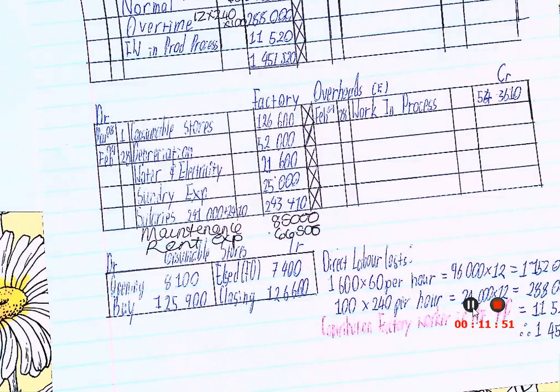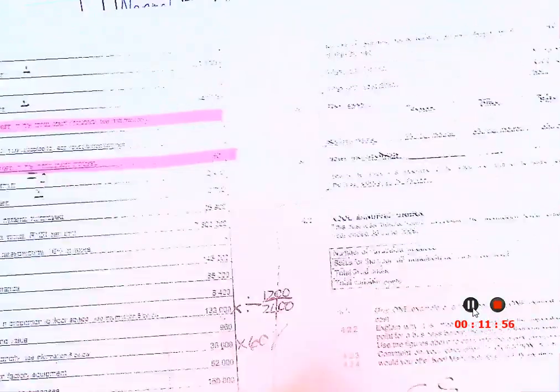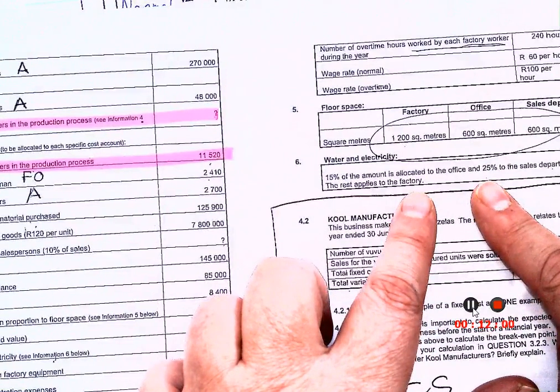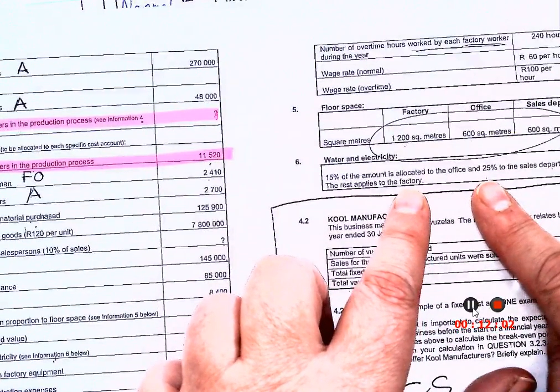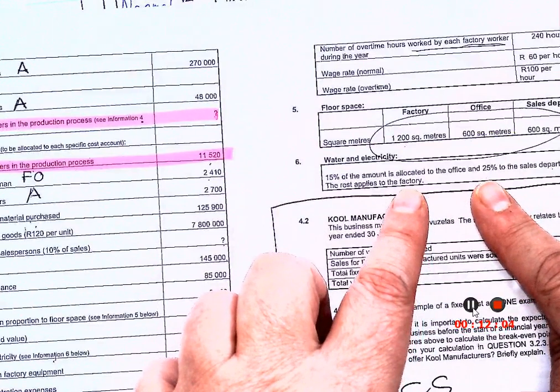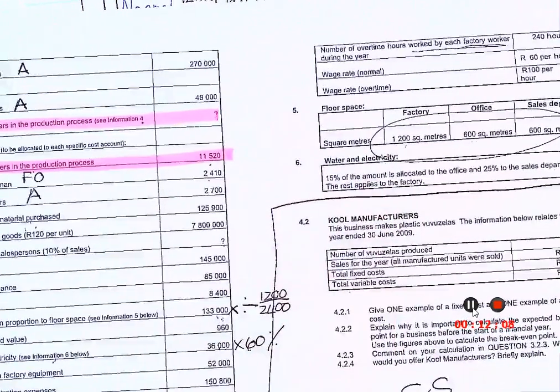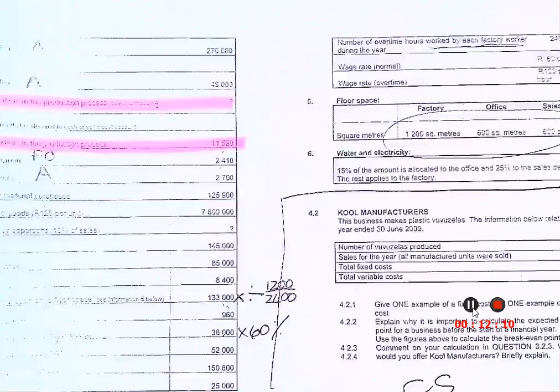In this case they used more. So now the bookkeeper is going to decide how he's going to allocate it. And he decided that from the total water and electricity account, 60% was used by the factory. Does that make sense? Okay.